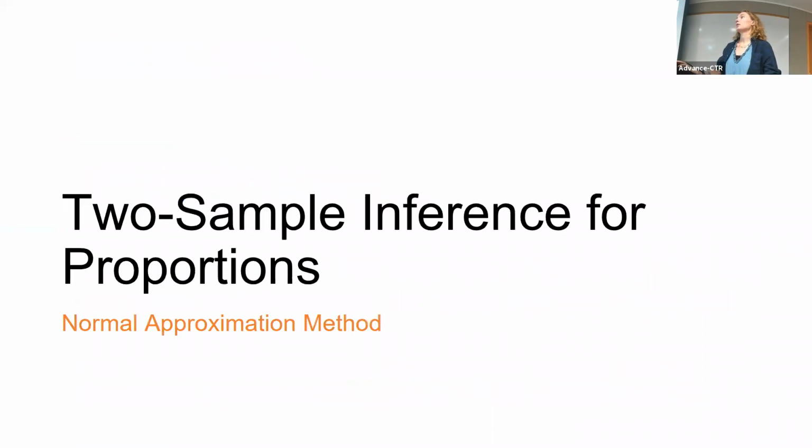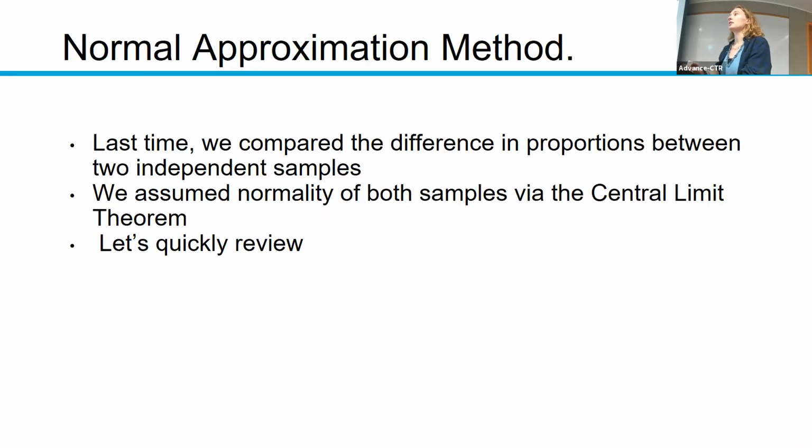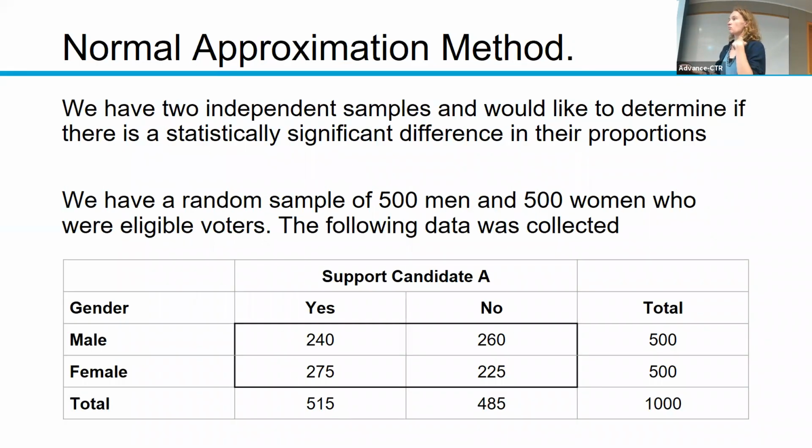Okay. Now we're going to get into inference, two-sample inference for these proportions. First, we're starting with the normal approximation method. This is what we did last time. We used confidence intervals. We compared the difference in proportions between two independent samples, and we used the central limit theorem to assume normality. I'm going to quickly walk you through how we did that, what that looked like, and the conclusions that you're able to draw from that first.